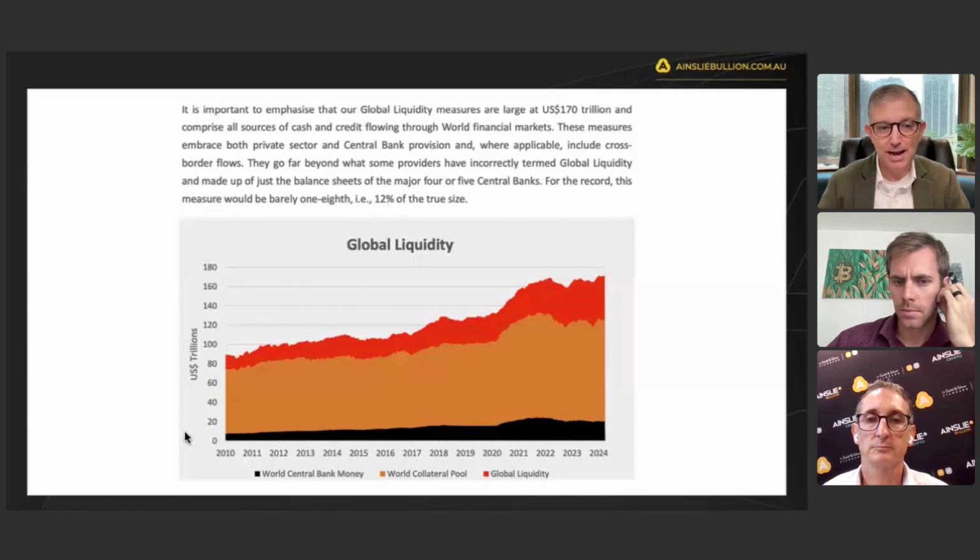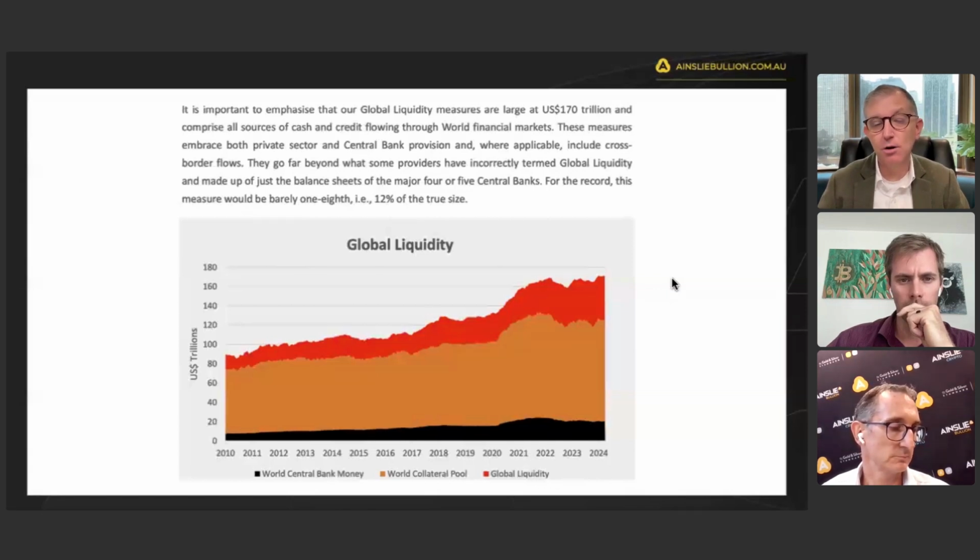And I just wanted to add this slide in here, which comes from the work from Cross Border Capital, talking about specifically what global liquidity is and where people usually get it wrong. And this is really important for us because a lot of people talk about global liquidity, and it even says here they often incorrectly term global liquidity as just made up of what world central banks have on their balance sheets.